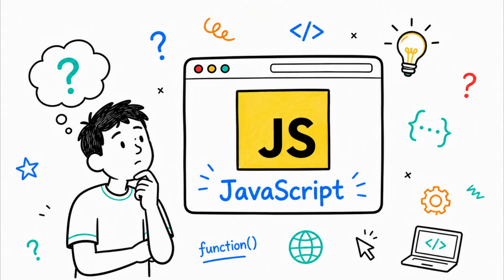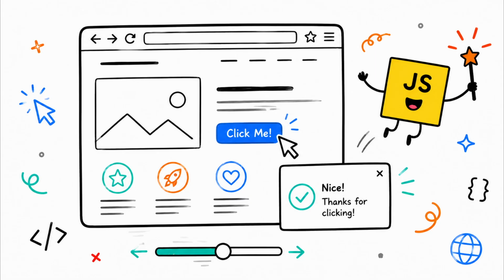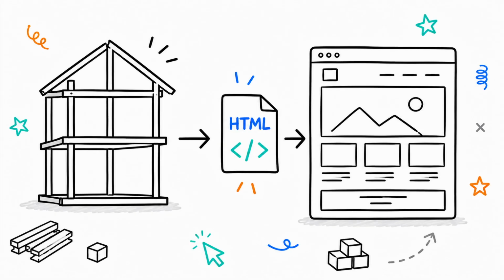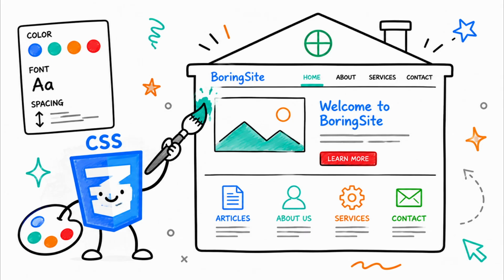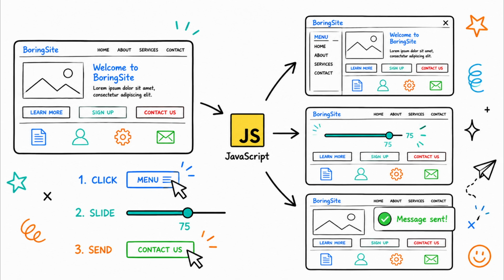So what is JavaScript actually used for? JavaScript is a programming language best known for making websites interactive. A simple way to think about it is this. HTML gives a website its structure. CSS controls how the website looks, and JavaScript controls how the website behaves.